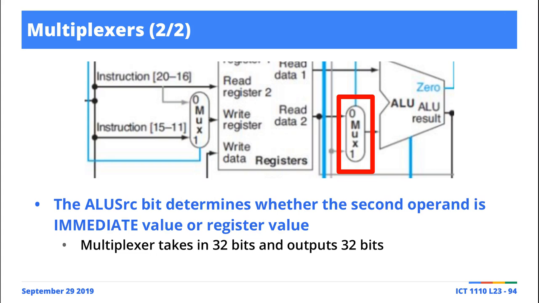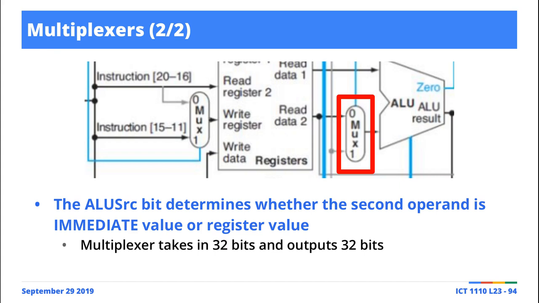But the control line that gets to determine whether the input value, the second operand, is going to come through the sign extend or the register file is the ALU source, right? Again, it's just a control line which signals whether the source is coming in from a register or not, right? So is it coming in from the immediate value, sign extend, or is it coming through from register source number 2?